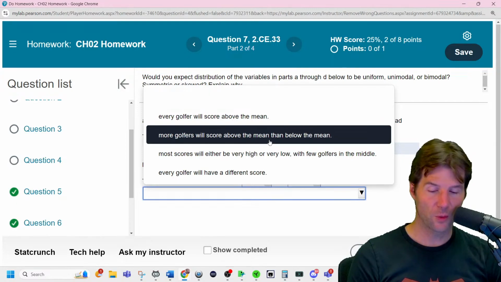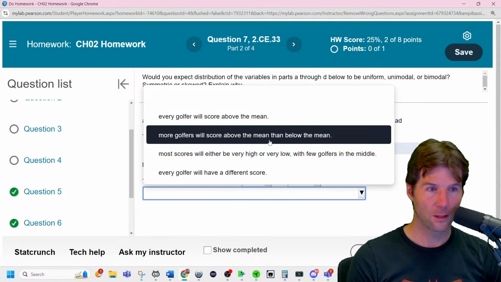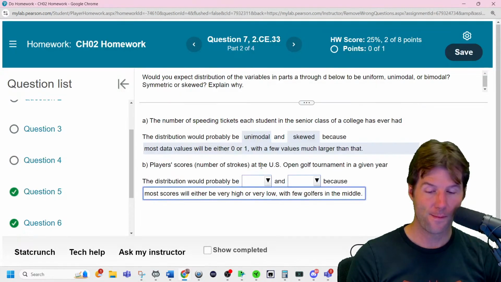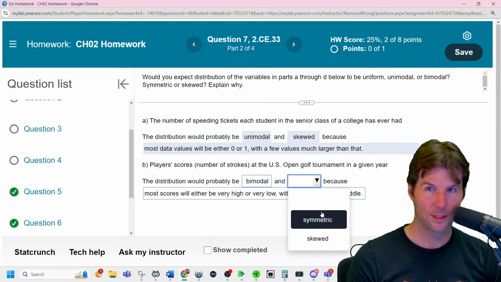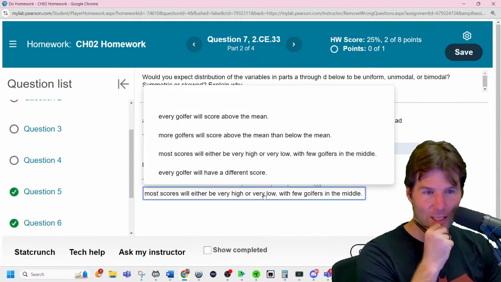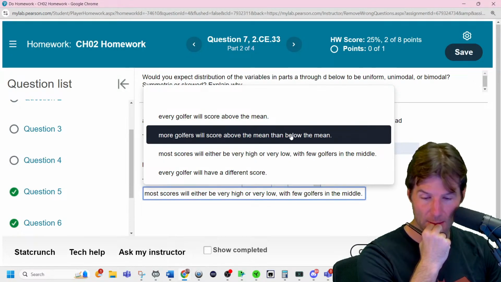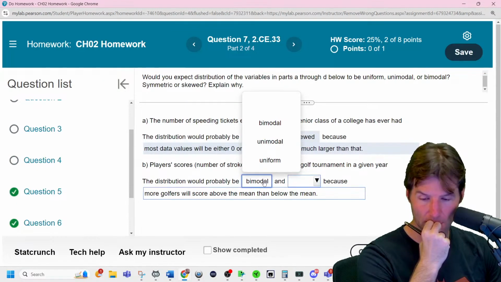More golfers will score above the mean than below the mean. So more golfers will score above the mean. This would be bimodality. Most golfers will score either very high or very low. So that'd be bimodal. I think it's skewed. If more golfers score above the mean, then it's going to be left skewed. I'll draw it.